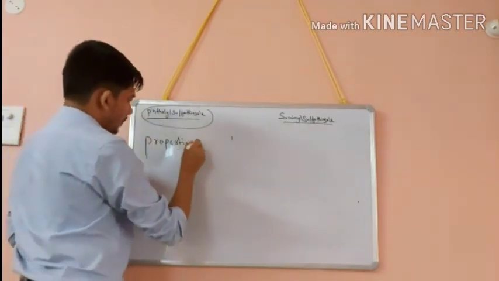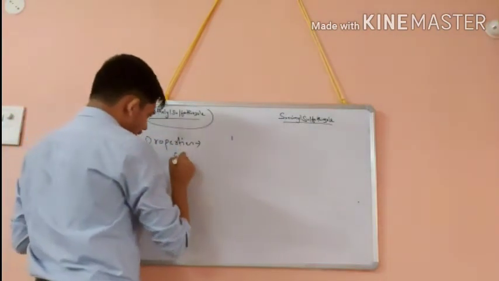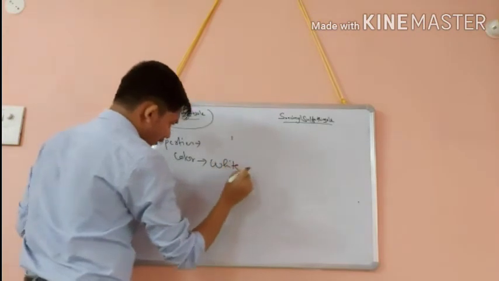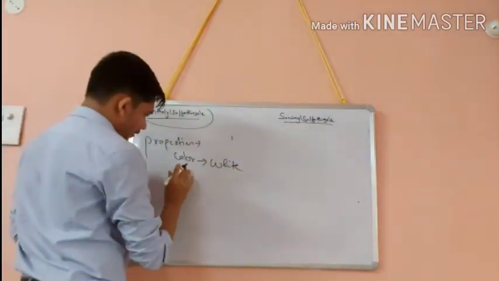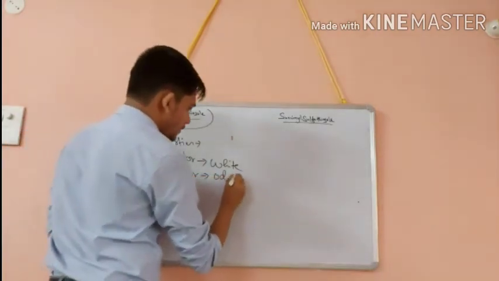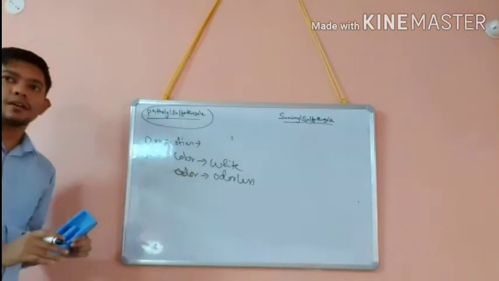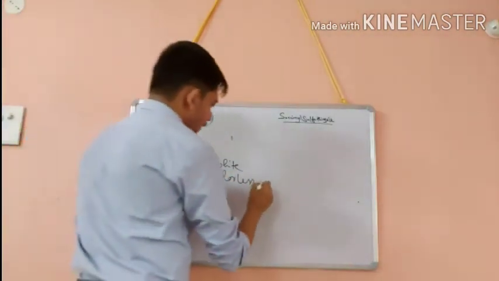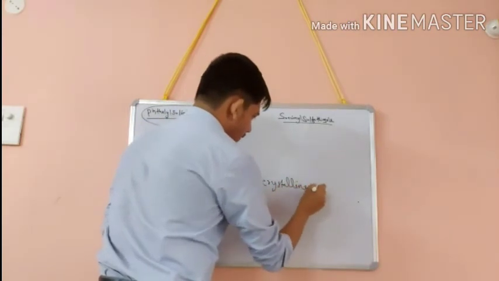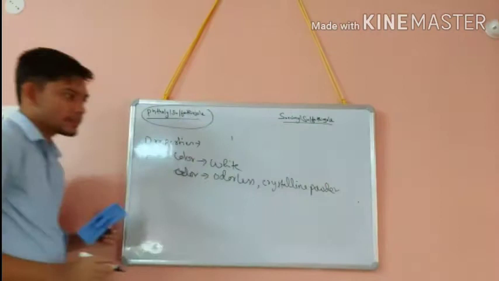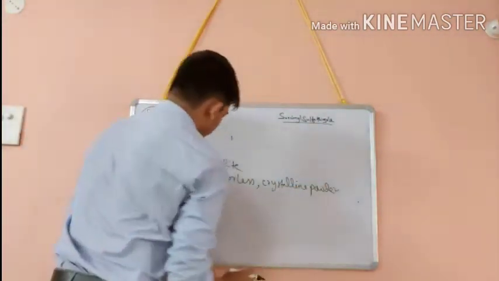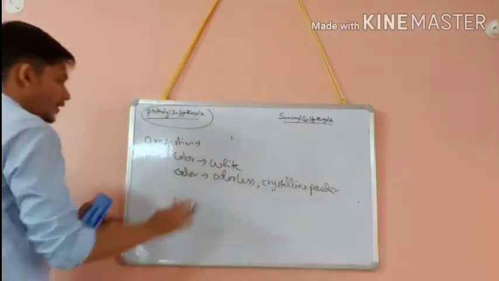Okay, so properties, first properties will write. Its color is white in color. Next odor, it is odorless. Then crystalline, it is crystalline powder. So this is the color and odor, and it is crystallinity. Okay, the state, it is in crystalline powder form.